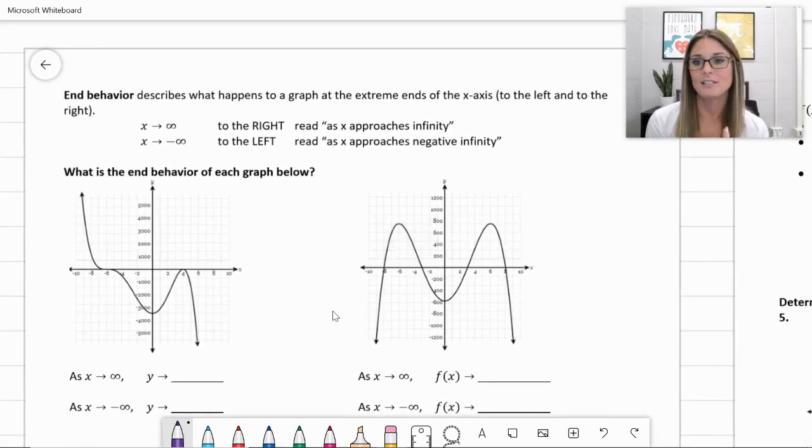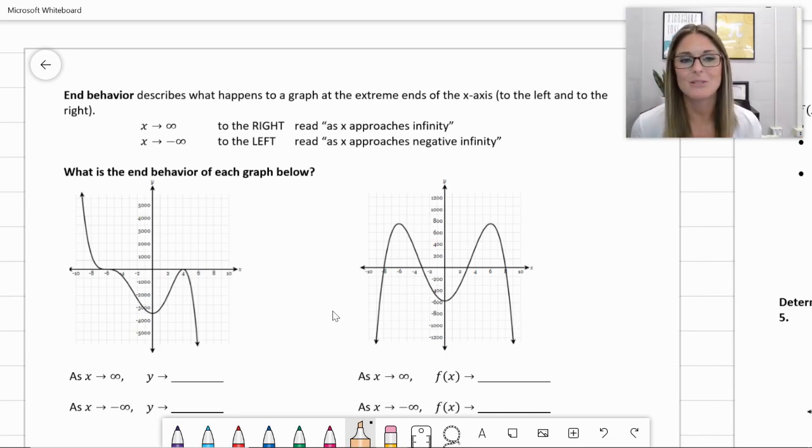Second page of notes talks about end behavior. End behavior is exactly like it sounds. It describes what happens to a graph at the extreme ends of the x-axis. What is the graph doing at the ends? What kind of behavior does it have? So we're talking about to the left and to the right. What's our graph doing? Now there is some math symbols that they use, some math lingo. So I think take that nice and slow.